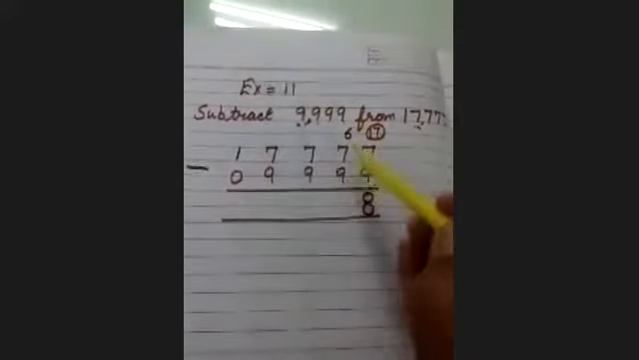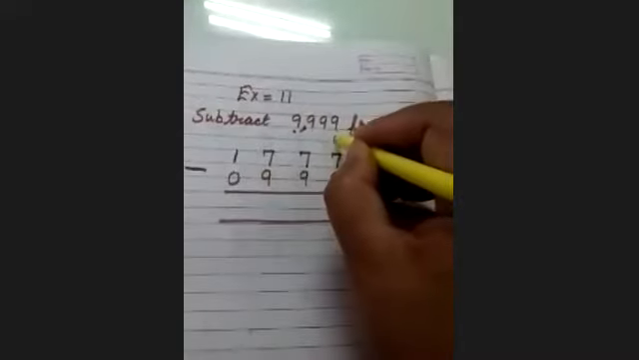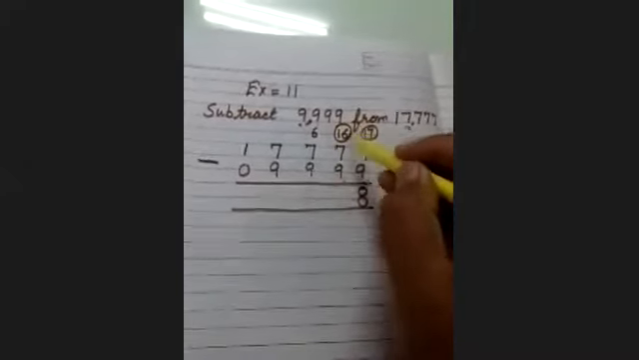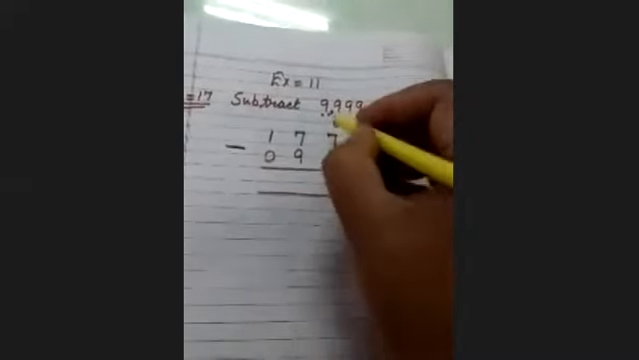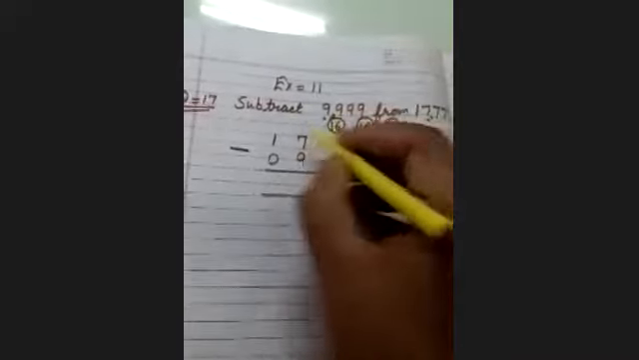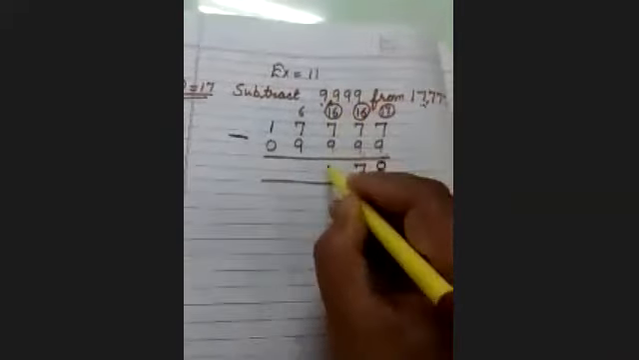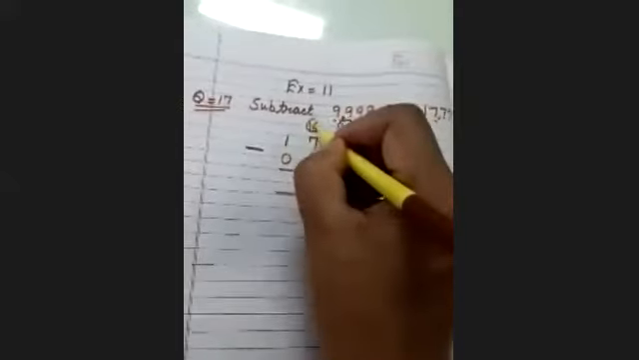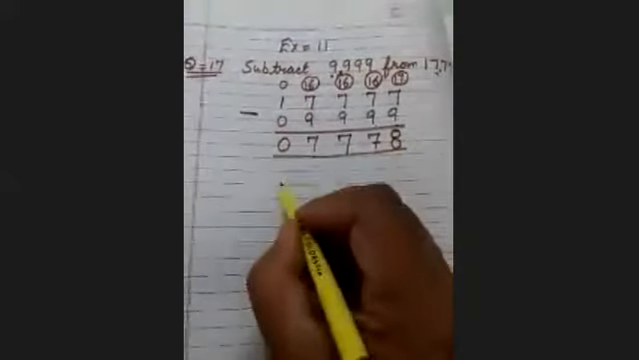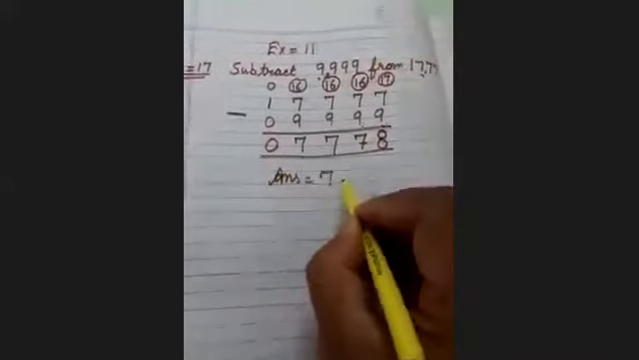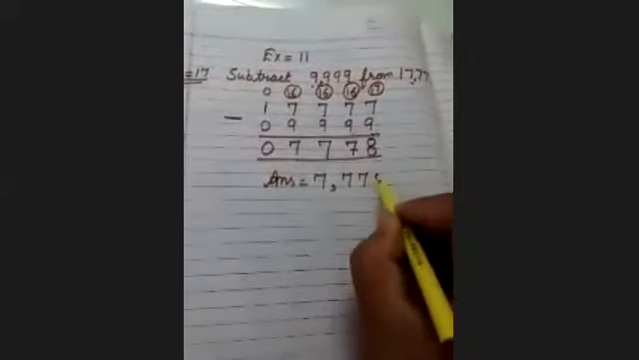Next is 6 minus 9. We can't subtract, so borrow 10, 16. 16 minus 9 is 7. Again, borrow 10, 16, 16 minus 9 is 7. Now 0. Now our answer is 7,778.